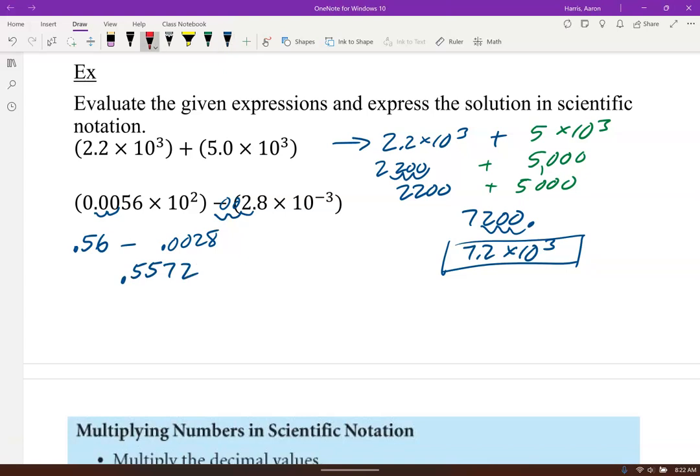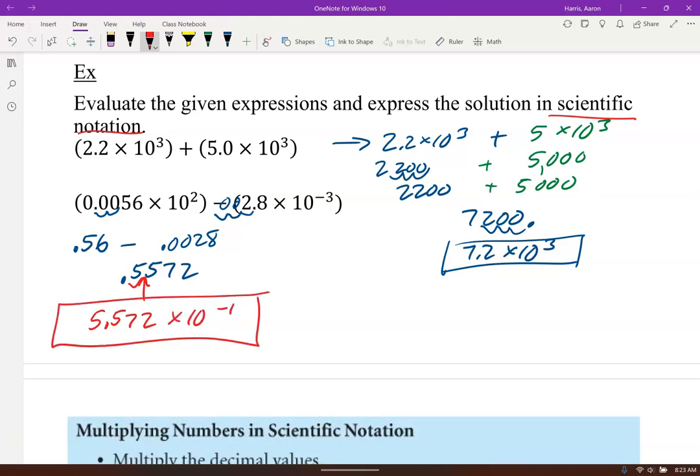And then we want to put that in scientific notation, right? Because they want this thing in scientific notation. So I want the decimal right there. I got to move it over. 5.572 times 10 to the negative 1. All right, and again, I would check that one in red by moving it left one, to make sure that when you move it left one, you get 0.5572. Okay?